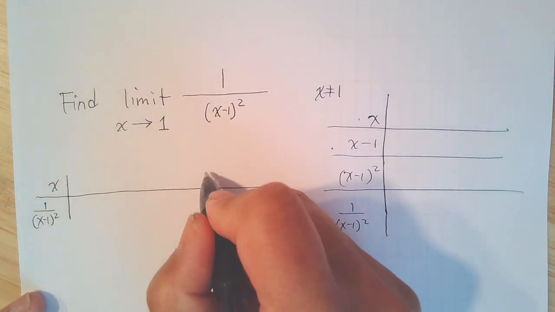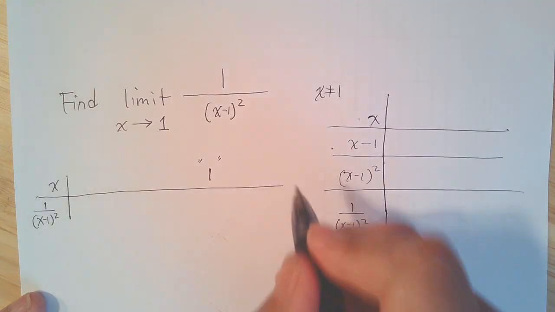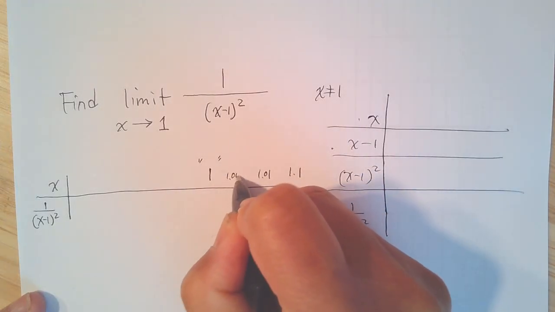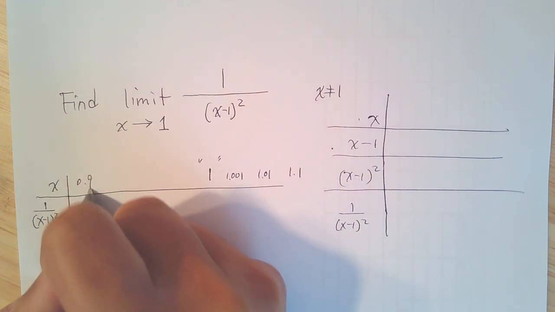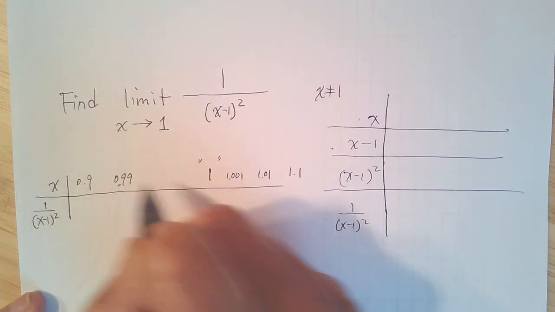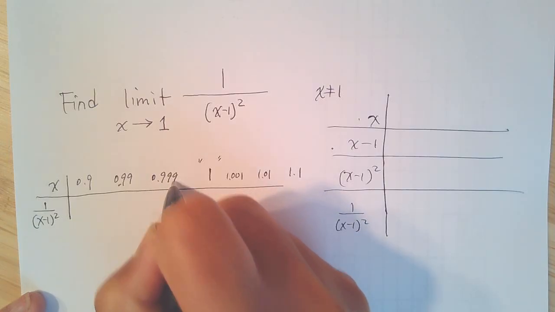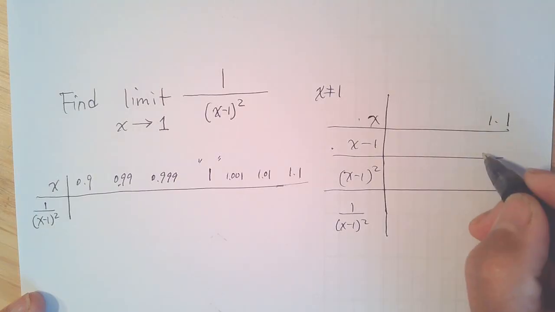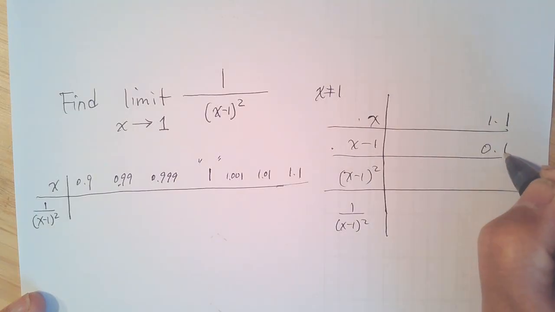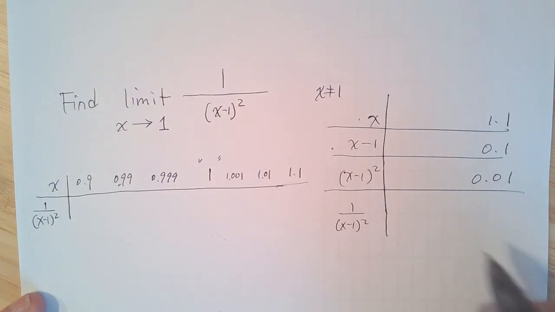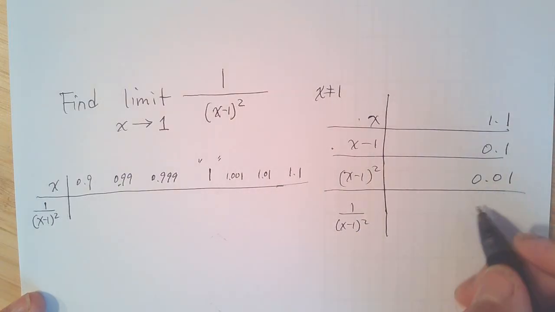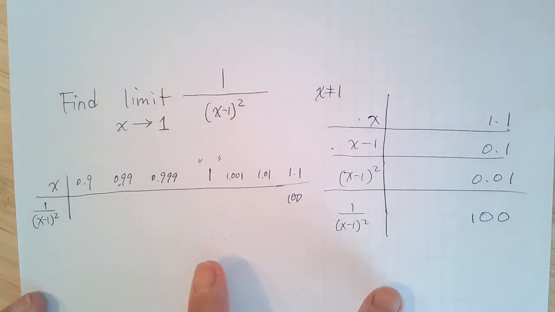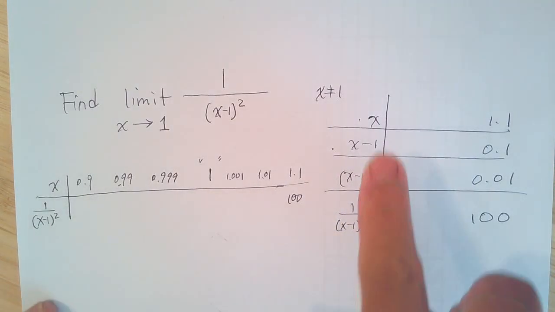So when x approaches 1, which is invisible, I'm going to write it. So I get 1.1, 1.01, 1.001. And here I get 0.9, 0.99, and 0.999. Okay, when x equals 1.1, minus 1, I get 0.1. You square that, get 0.01. And 1 over means you flip, take the reciprocal, you get 100. So here's 100.